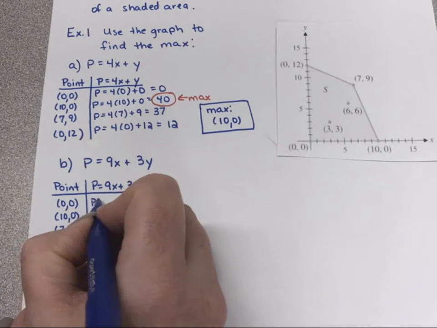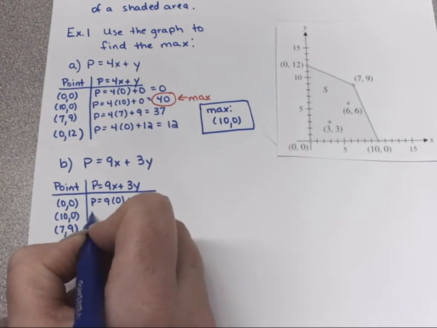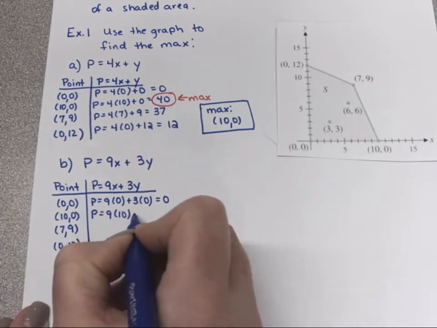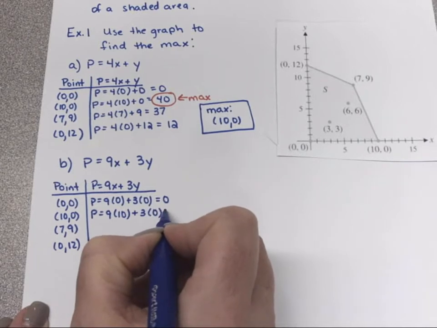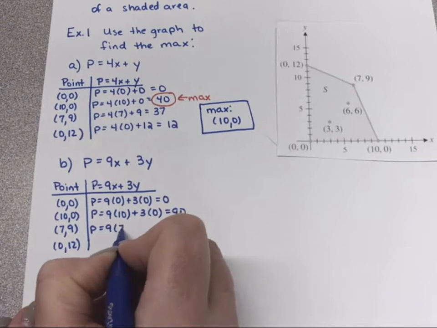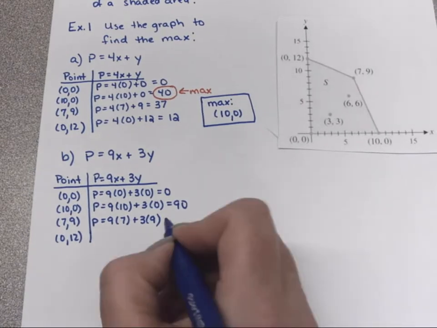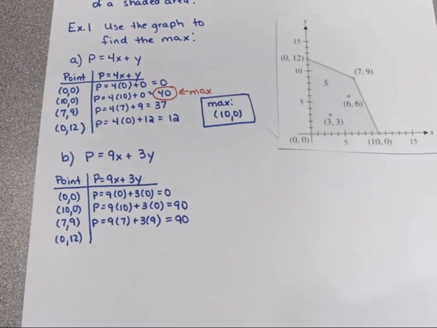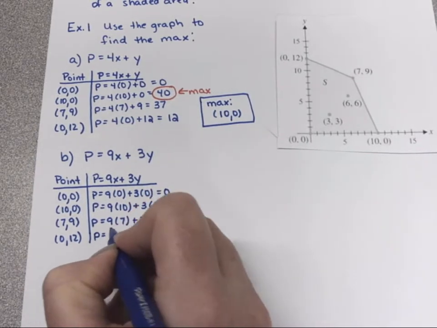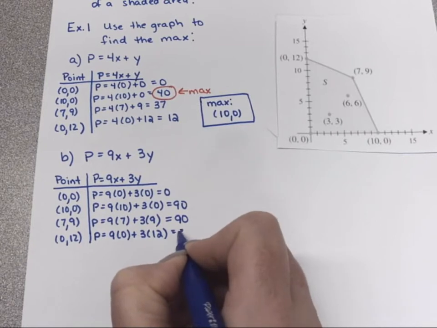So again, let's plug it in. P equals 9 times 0 plus 3 times 0, or 0. P equals 9 times 10 plus 3 times 0, which is 90. P equals 9 times 7 plus 3 times 9. So that's going to be 63 plus 27, which is 90. And then lastly, P equals 9 times 0 plus 3 times 12. So it looks like 36.